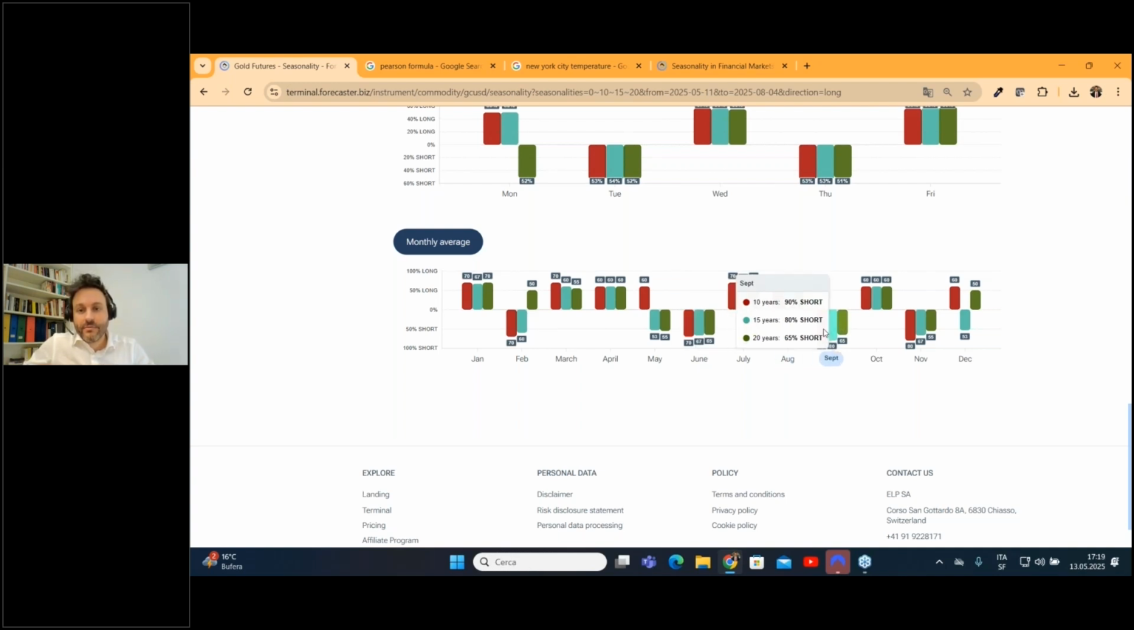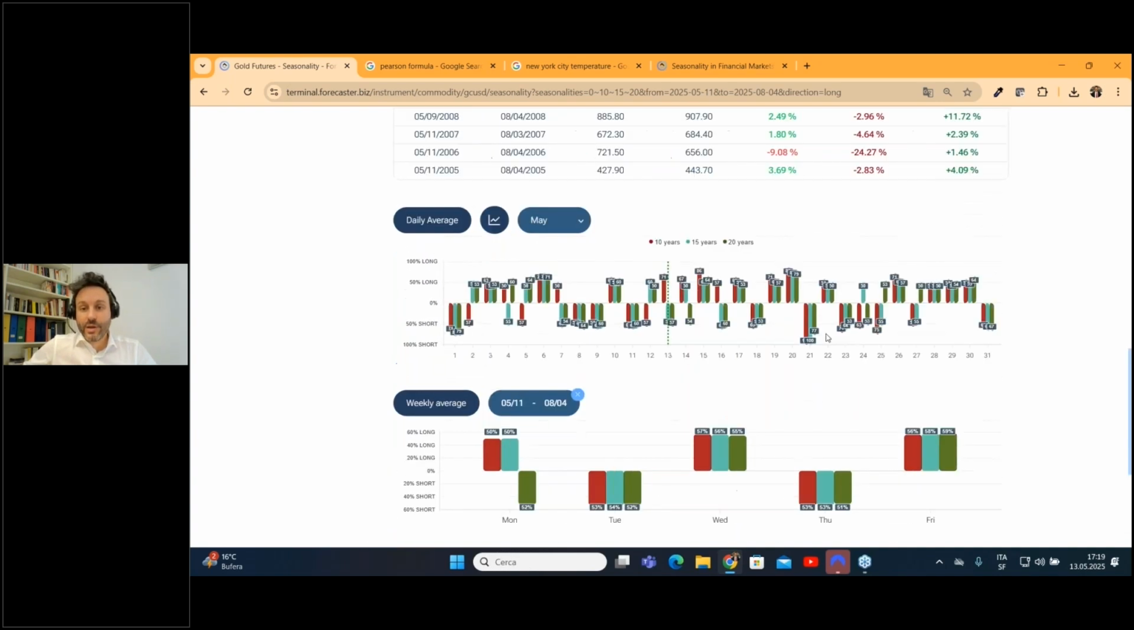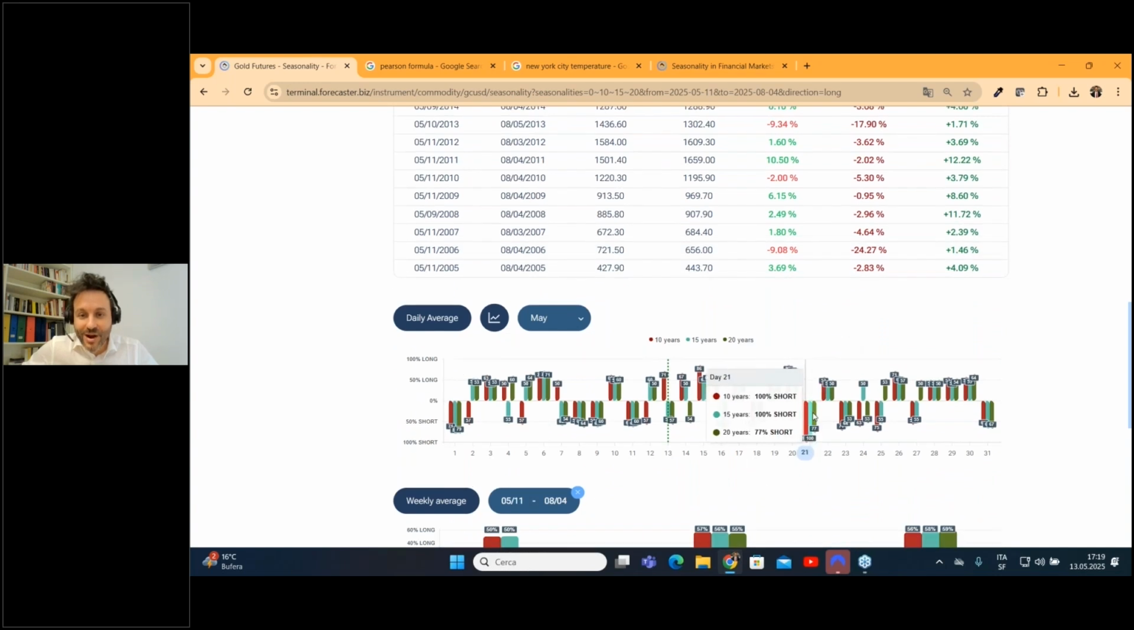Look, September, very bad month, 90% short in the last 10 years, 80% short in the last 15, 65% in the last 20. If we go here, look, the 21st is 100% short also in the last 15. Very nice data.